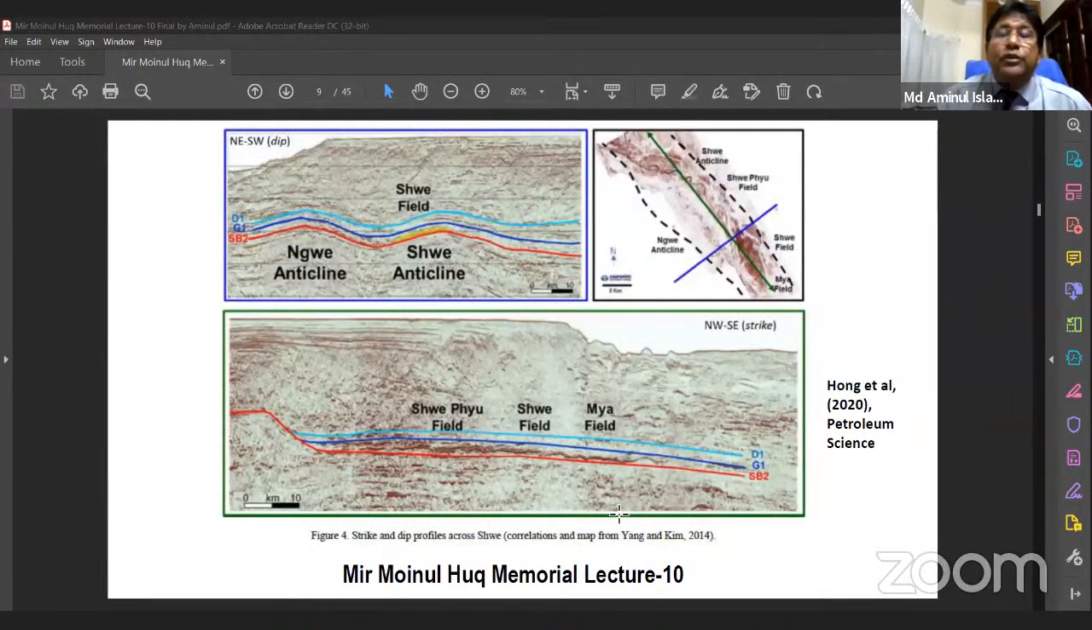Now come back to the Shwe field. You can see amplitude maps in the top right corner, and three fields are aligned in the strike direction. There is another section in the dip direction. Look at this strike section just below the shelf face. Within 40 kilometers, there are three giant gas fields. The fields are gently folded. Inside the field, there are some deep water features I'll discuss now.